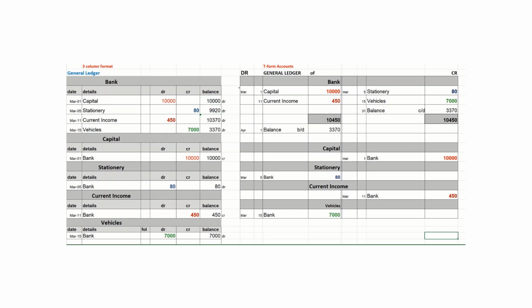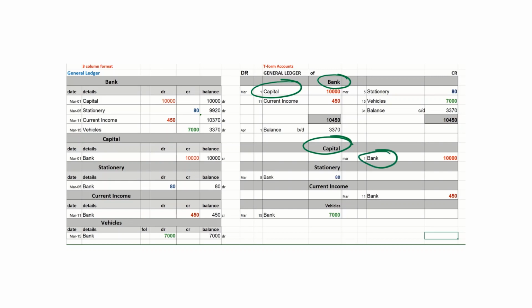In the old T form accounts, we had to do the whole month's transactions, then work out which side is bigger. The difference was balance carried down, and then you would bring down the balance on the first day of the next month. Right? So with the 3-column bank account, we can calculate the bank balance after every transaction. So again, if we look at that first transaction where we debited bank with capital and we credited capital with bank, how does it work in the 3-column format?